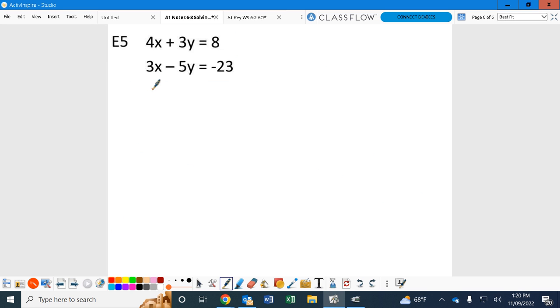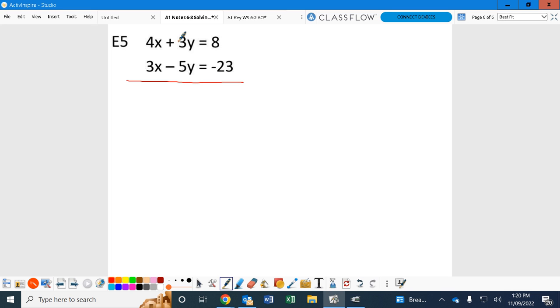For this last one, guys, can you make 4 into 3? No. Can you make 3 into 4? No. Can you make 3 into 5? No. Can you make 5 into 3? No. So do you understand you're going to have to multiply both equations to be able to do this? You can't just multiply one of them and turn it into the other one.